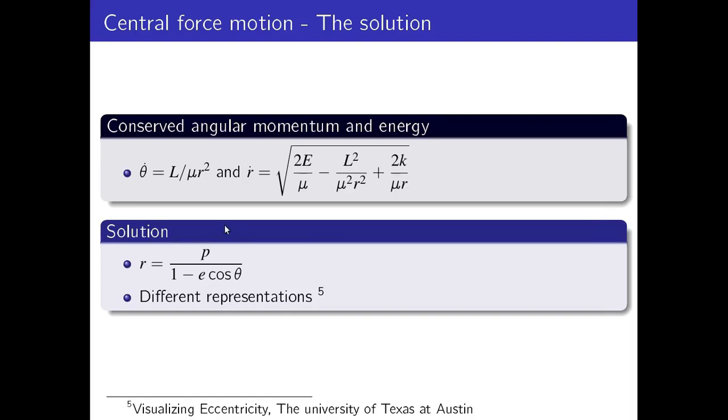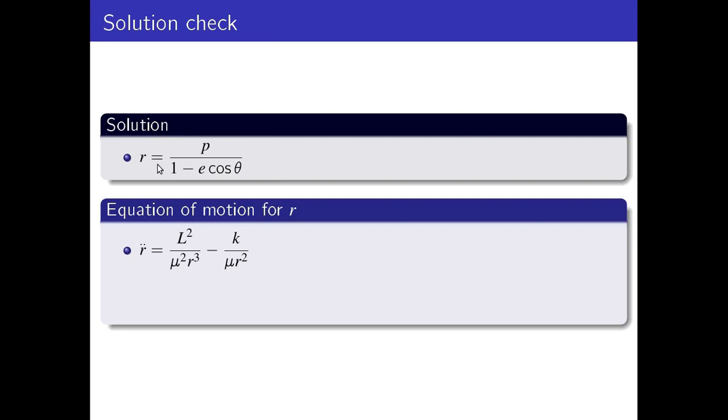There are different representations of this solution, and one can find them on the web page of the University of Texas at Austin. It's possible to check that this solution satisfies the equation of motion for r by using the chain rule in this form of the equation of motion, or one can use this form of the equation of motion, which can be obtained by using the chain rule.